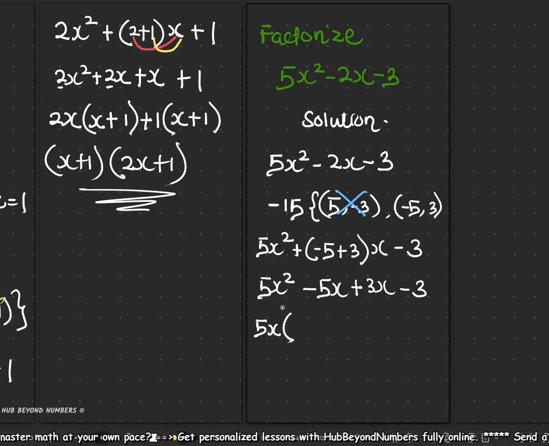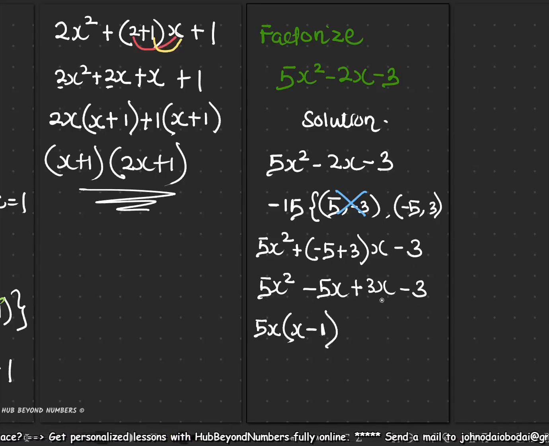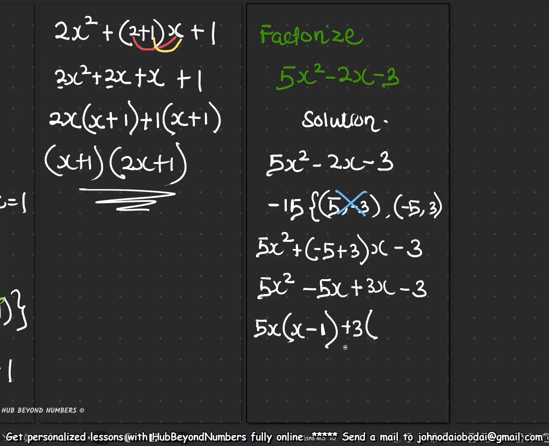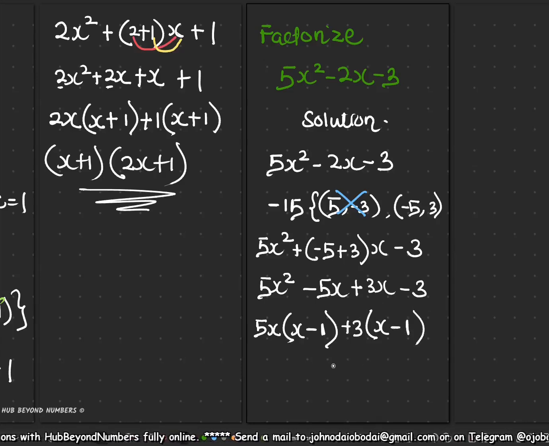We bring our bracket. We divide 5x squared by 5x. And that gives us an x. Then minus 5x times what gives us a 5x? That is a 1. Then for these also, we have positive 3 being common to both. Positive 3 times what gives us a 3x? That is an x. And positive 3 times what gives us negative 3? That is negative 1. And as you can see, this bracket here is the same as this bracket here.